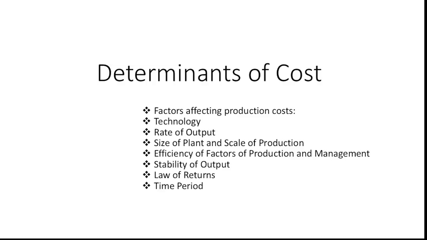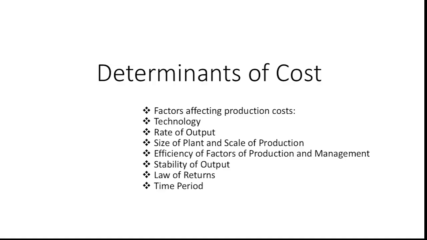Now, the size of the plant and scale of production. Big companies with huge plants and machineries organize production on a large scale basis, and they enjoy economies of scale. That means a large company with huge machinery, land and all the factor inputs can enjoy the economies of scale. And what do we mean by economies of scale? It means the production cost per unit gradually reduces.